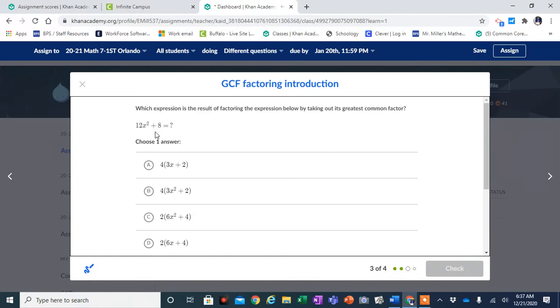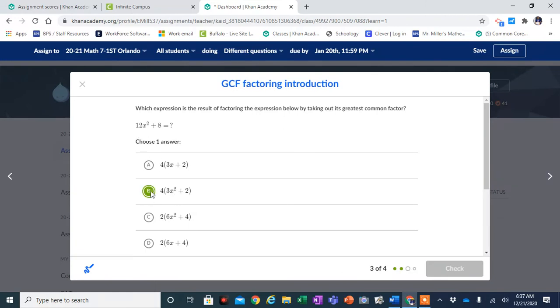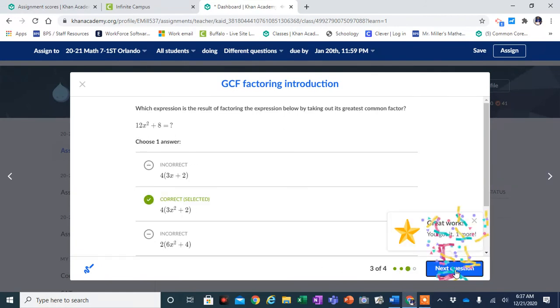So we look at this, we can't pull out any x's. We could pull out 2 and we can pull out 4, but the greatest would be 4. So we have to see which one works. 4 times 3x would only be 12x. So we need to do this one. 3 times 4 is 12. We have x squared, which is what we want, and 4 times 2 is 8.